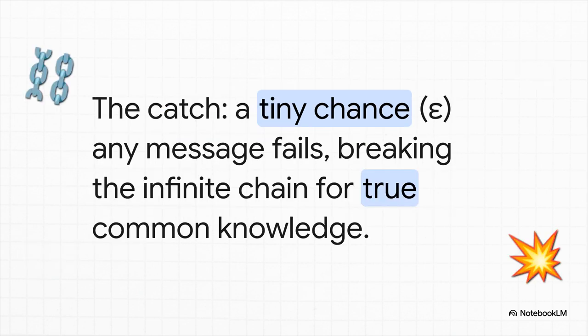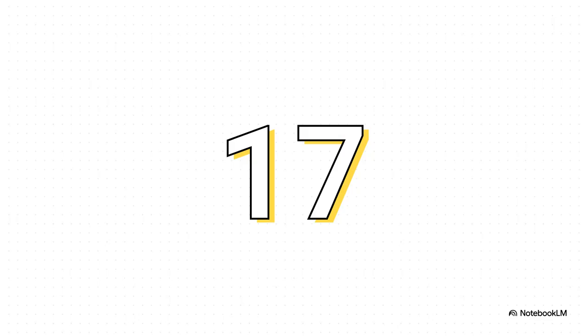But here's the catch. Their internet connection isn't perfect. There is a minuscule, tiny probability, let's call it epsilon, that any one of these confirmation messages could just get lost in the ether. And if even one message fails, that infinite chain that you need for perfect common knowledge, it's broken.